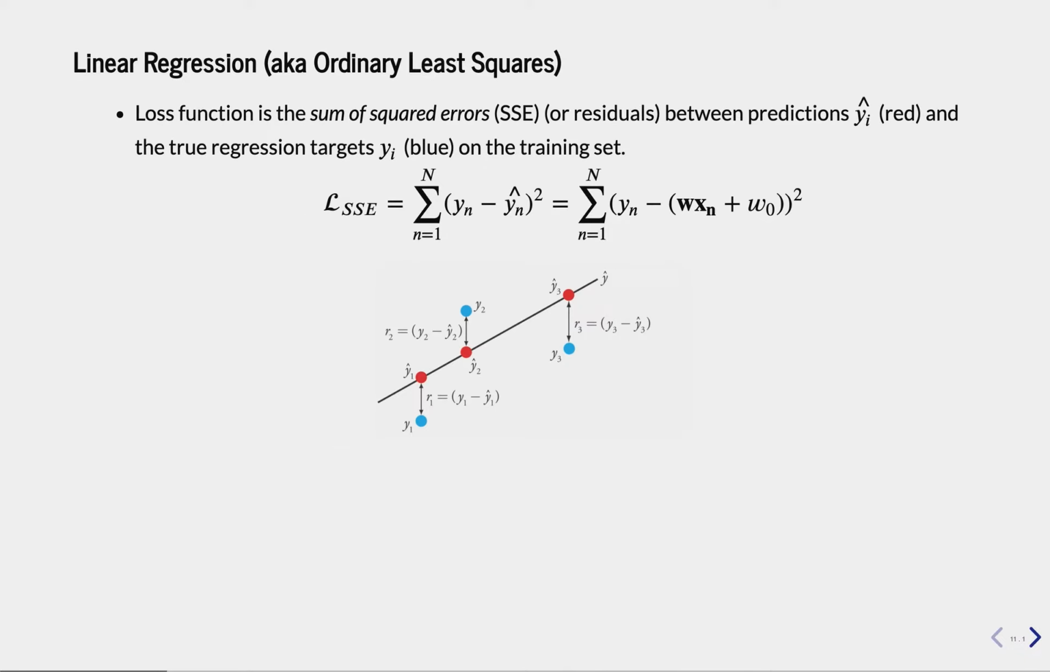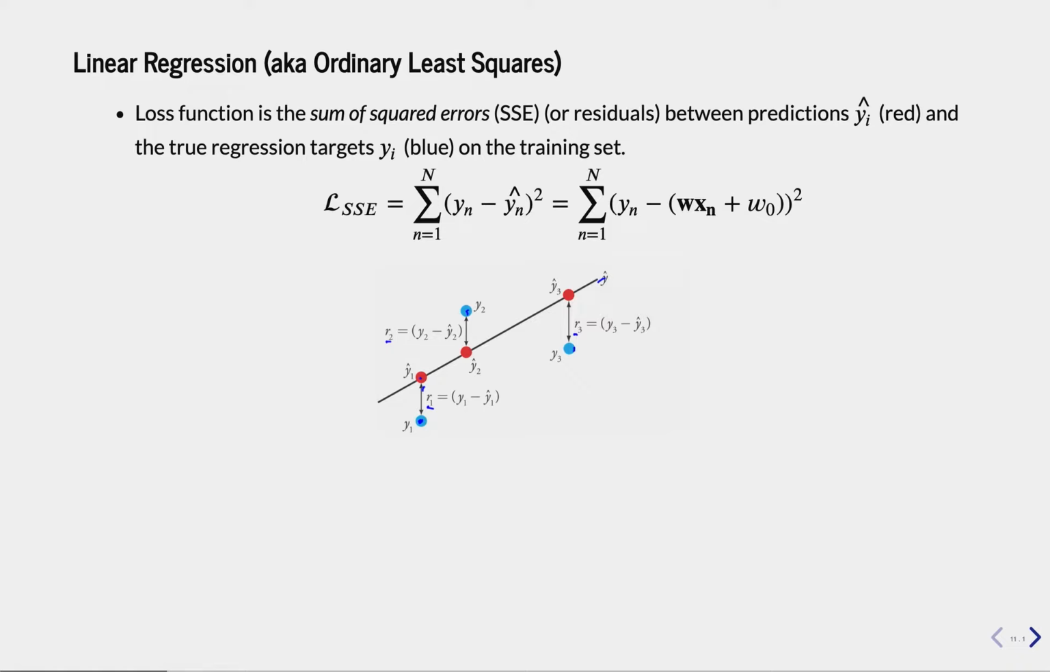The first way of doing this is called linear regression, or ordinary least squares. The idea here is that we can compute the error of this function using the sum of squared errors. Say that the blue points are our training points. We fit a line through there, and then the residual, or the error, of each point in our training set is the difference between the actual value and the predicted value. This is the error that this function makes, and this should be as small as possible.